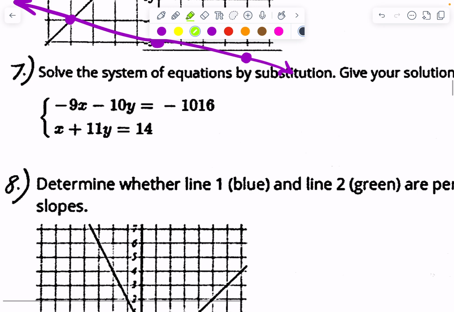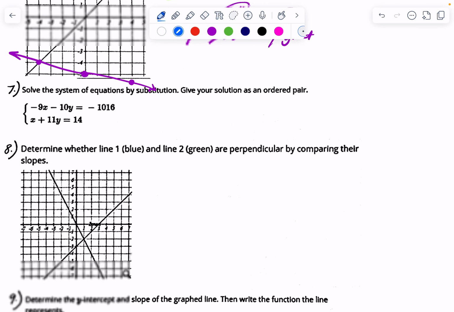Okay, this one says solve this equation by substitution. I really wish I had a calculator on me just for easier math here.